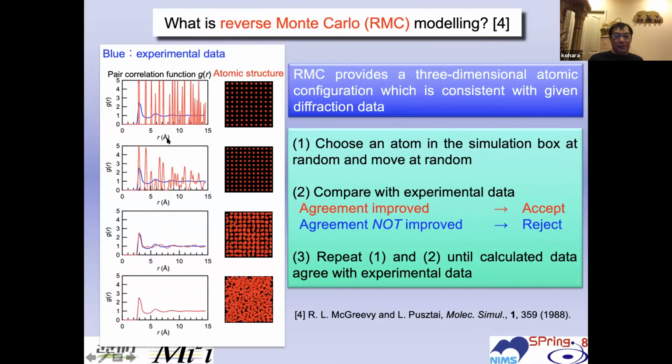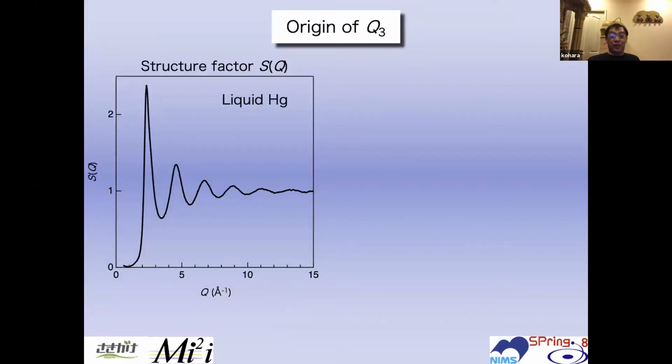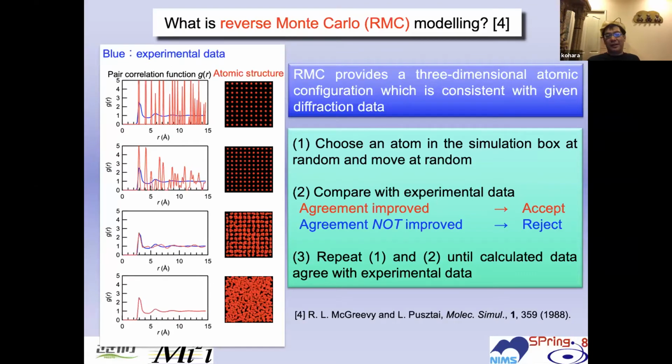Because we have the answer from the beginning, because the answer is this experimental data. So we construct a model to reproduce the given diffraction data. This is why we call it reverse Monte Carlo. It is very, very quick, but sometimes very dangerous, because RMC doesn't know any chemistry or physics. So we have to be careful when performing RMC modeling.